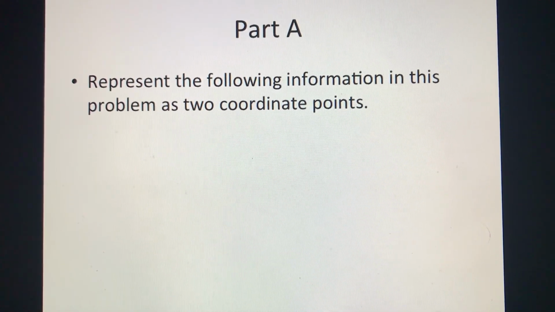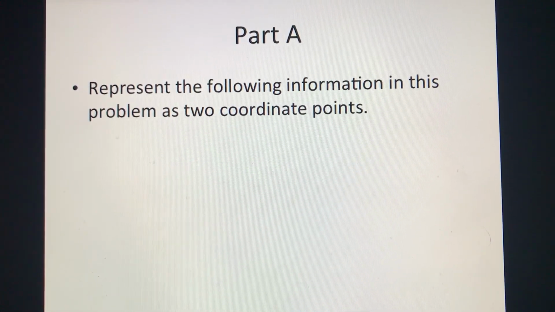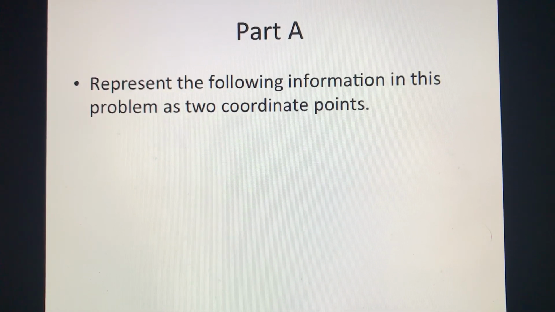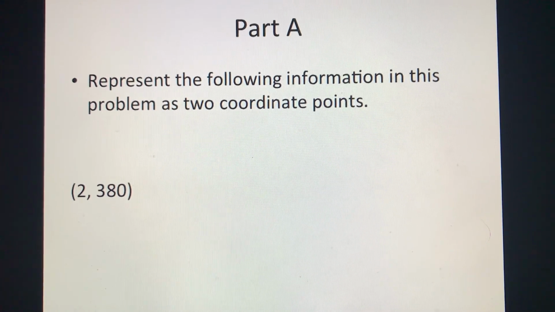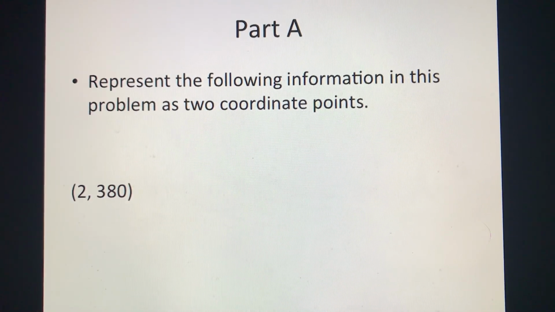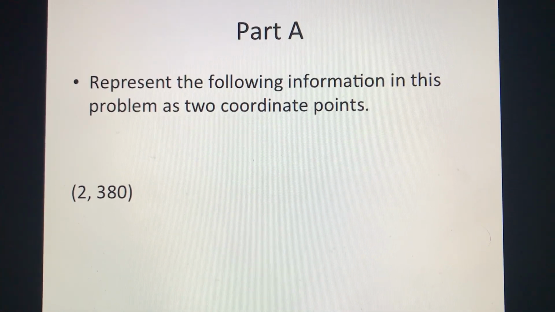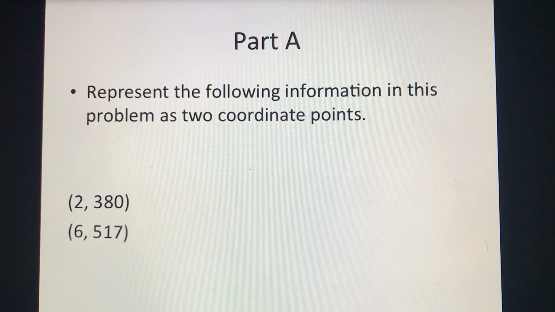If we subtract 2000 from 2002, we are left with 2, also known as our x value, and 380 as our y value. We now have our first point, (2, 380). You can do the same with the second year. 2006 minus 2000 gives you 6 as your x value, and the y as 517, our second point.